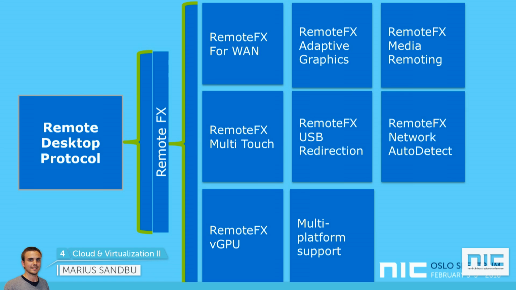Multi-platform support. It's not only Windows anymore. You can use a Mac, Linux. You can use mobile devices as well. And of course, we have media remoting, which will compress media and send it across the wire. And of course, all this can now be used over WAN using RemoteFX over WAN. So when you use an RDP connection, you're actually using a lot of these sub-features, but you're not always aware of it. So that's the evolution of RDP as such in 2012 and 2012 R2.